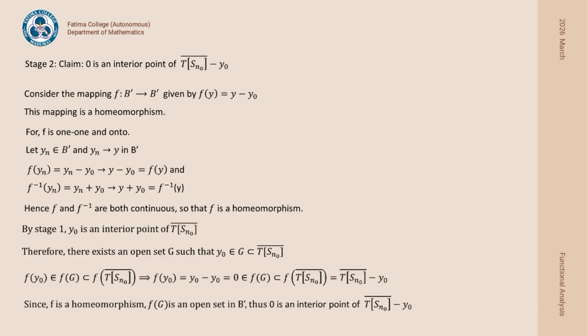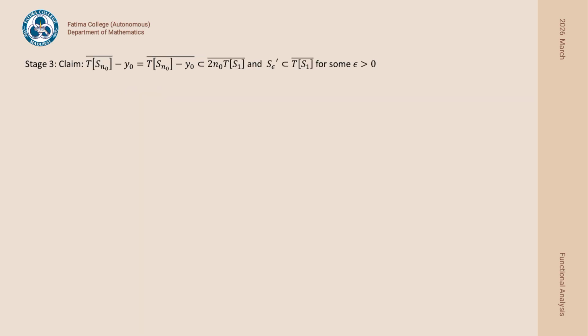to 0. Therefore, we have 0 belongs to f of G, which is a subset of f of T of Sn naught closure. By the definition of f, this is nothing but T of Sn naught closure minus y naught. Since f is a homeomorphism, f of G is open in B dash. Thus, 0 is an interior point of T of Sn naught closure minus y naught.